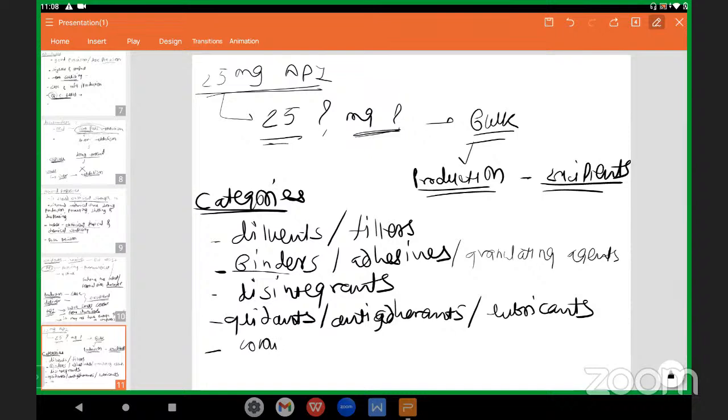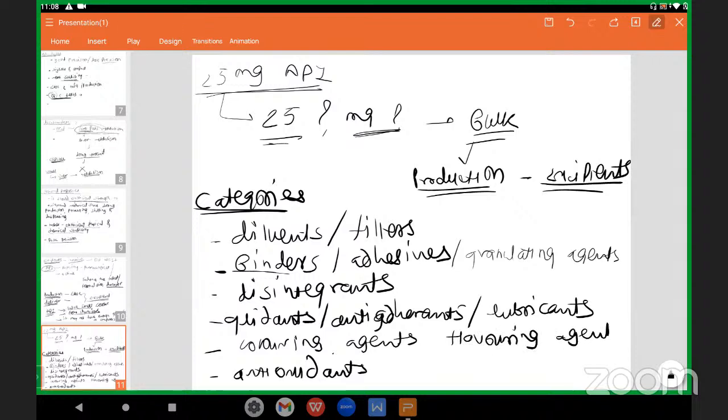Antioxidant. Okay, coloring agents. Then antioxidants. Anything else? Flavoring agents. Nice. Is there anything else? Sweeteners. Preservatives. Preservatives also, right? I'll write here, okay? Preservatives. Anything else in the category? These are the major categories that we are using.